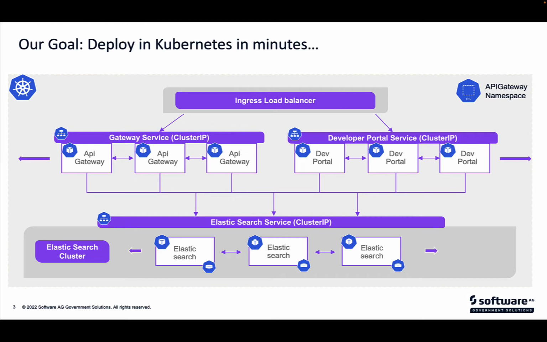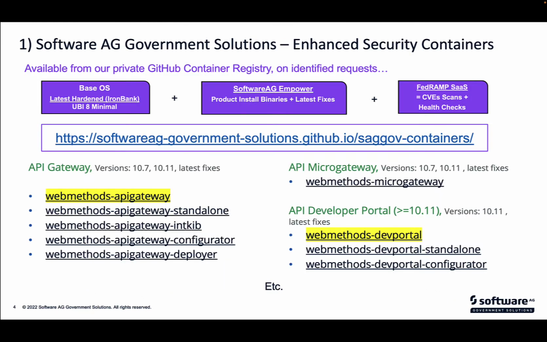So now, what do we need to make this work? First, we're going to need containers. SoftwareAG Government Solutions has been building enhanced security containers for many of the SoftwareAG products, including the ones at hand here, which are Web Method API Gateway and Web Methods Dev Portal.